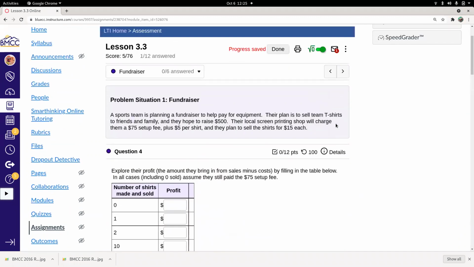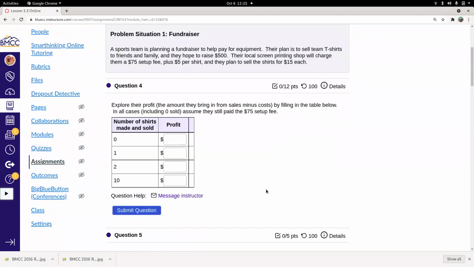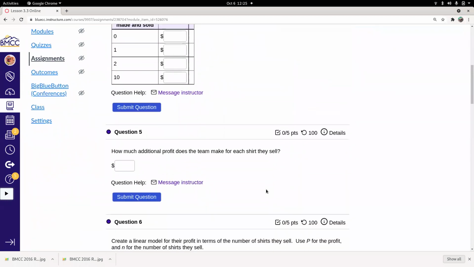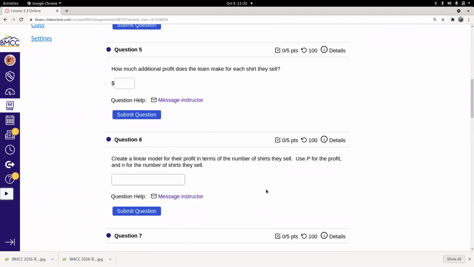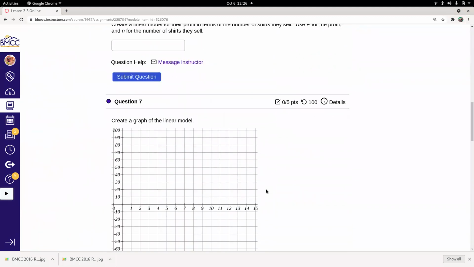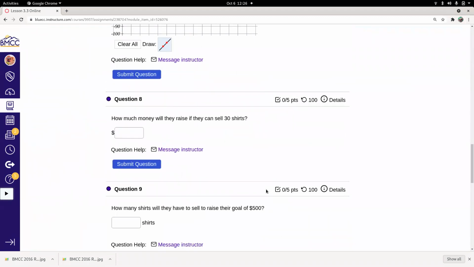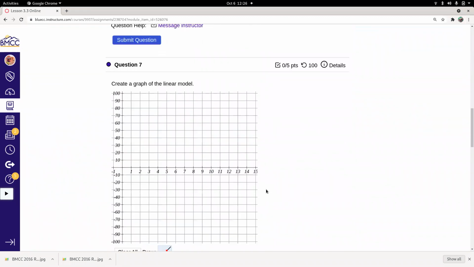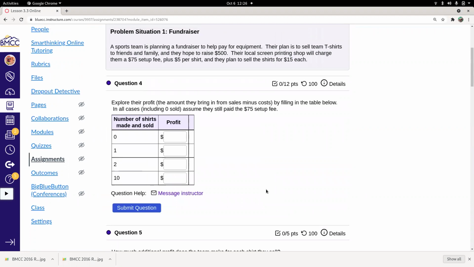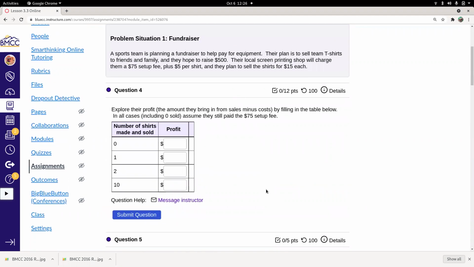Next part. So here we have a situation, a fundraiser that we have to get through. We want to fill out a table of information about it. Based on that table, we're going to predict some more information about it. We're going to try to make a graph based on the table. And then again, more information about that. So we're just going to keep on expanding this one.